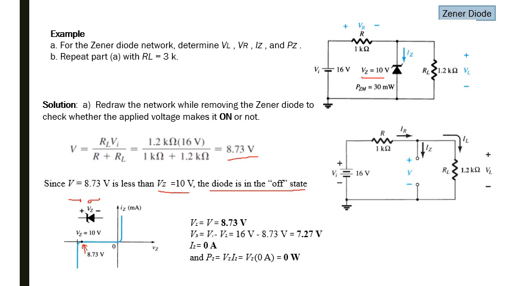Now we can find other circuit quantities, which are VL equal to V, that is equal to 8.73 volt. VR is equal to Vi minus VL. We can find it by subtracting load voltage from supply voltage: 16 minus 8.73 equals 7.27 volt. Since this is an open circuit, Iz is equal to 0 ampere, and Pz, which is power being dissipated by this Zener diode, is equal to 0 watts.